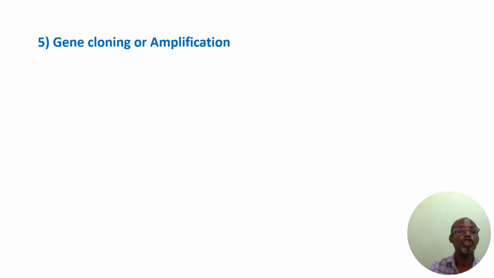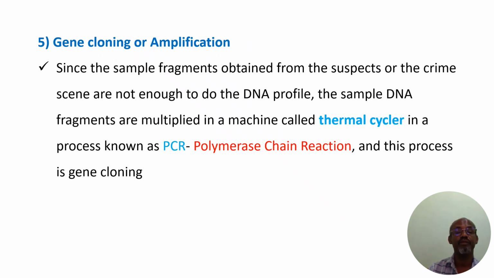Then gene cloning or amplification. I've told you we use the machine thermal cycler. Gene amplification: the isolated, cut out short tandem repeats or VNTRs are multiplied to have a larger sample if we like to do the experiment or the gel electrophoresis. Many times we need a large amount of sample, so we multiply the isolated pieces of short tandem repeats or VNTRs.